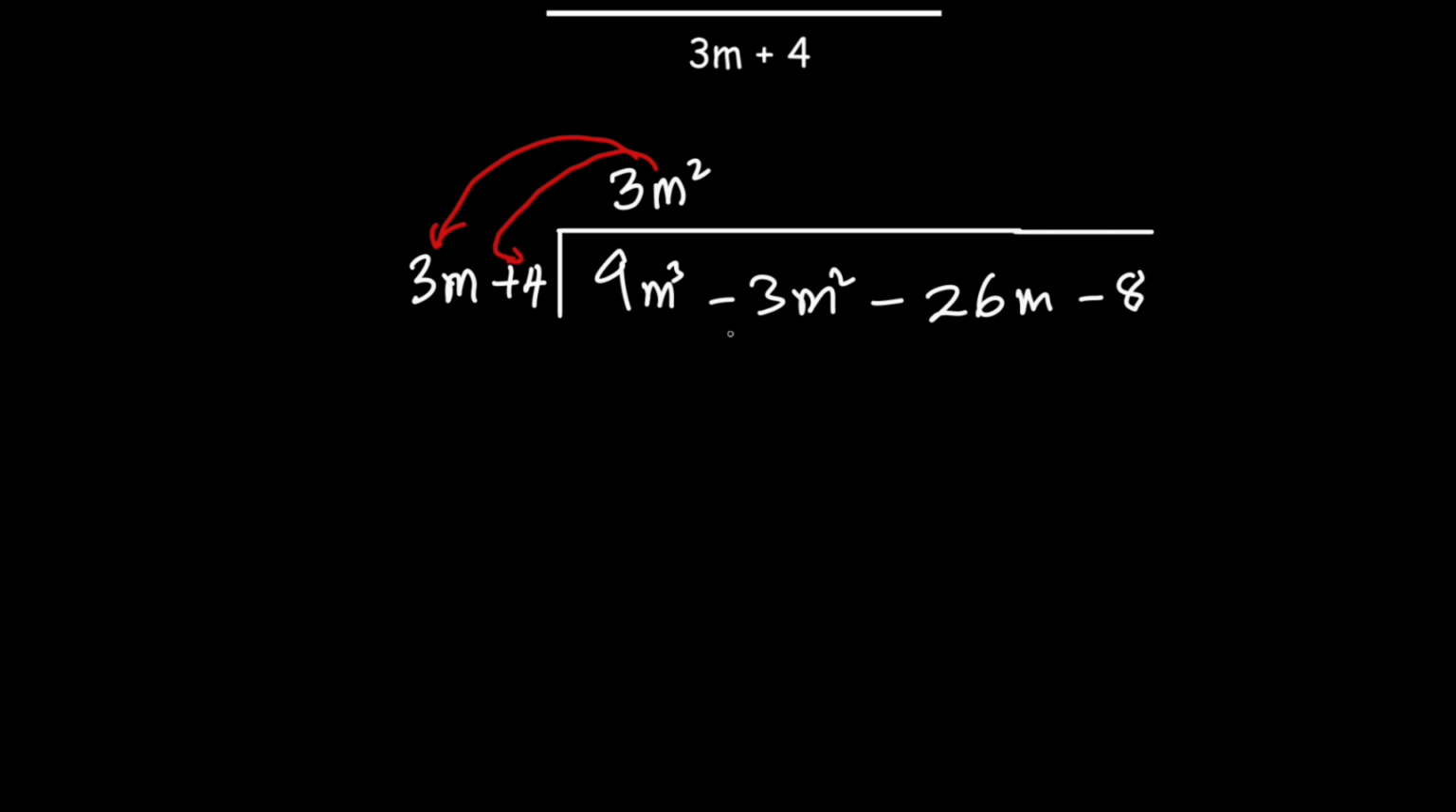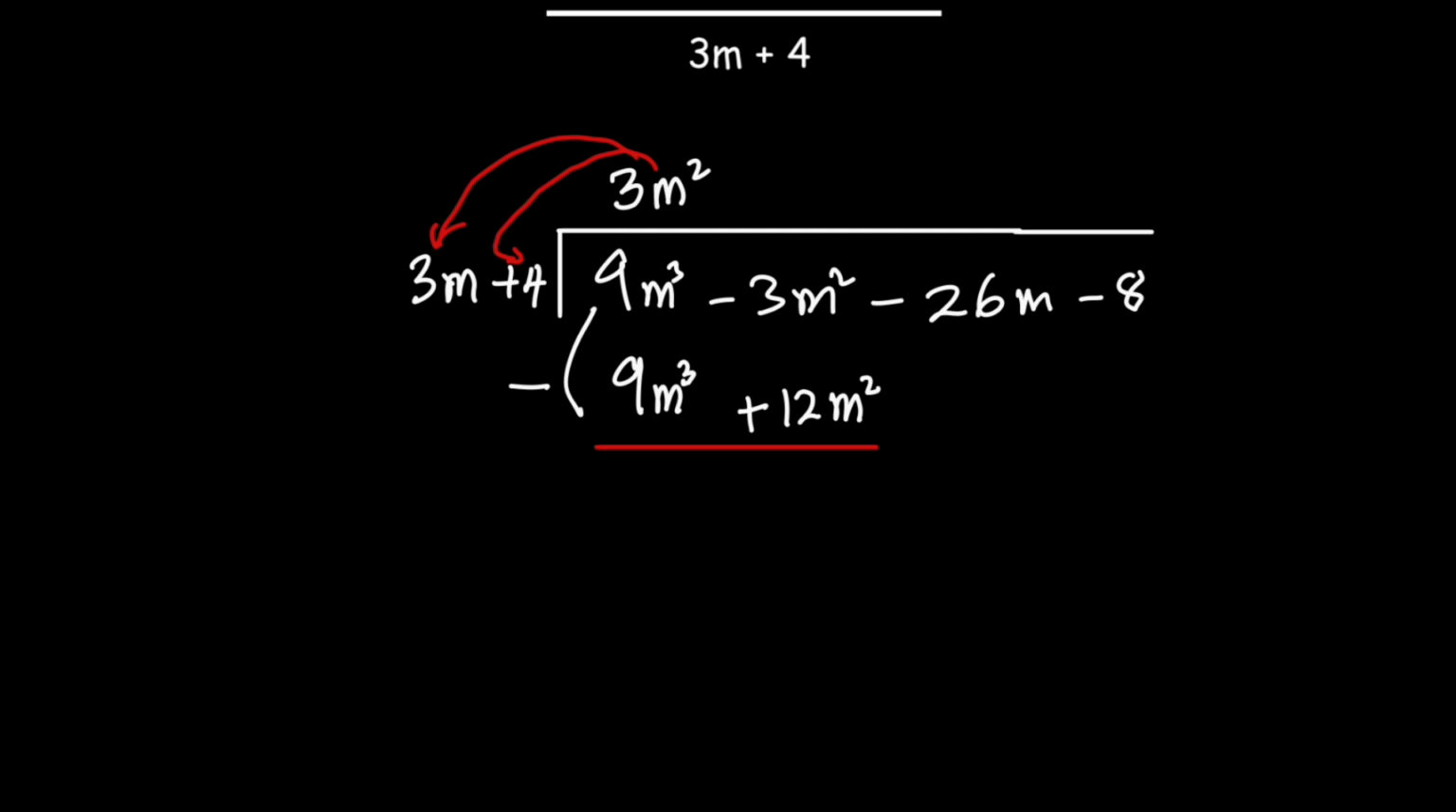So let's go. What is 3m squared times 3m? That is going to be 9m cubed. Then 3m squared times positive 4 is going to be positive 12m squared. Then we go ahead and then subtract, just as we have been doing. Again, I'm going to put a line right here just to let you know that these two terms are not part of it real quick. So note that. Then let's go.